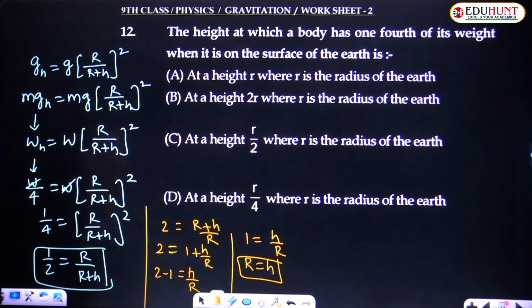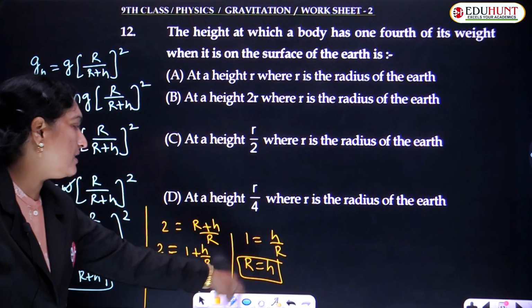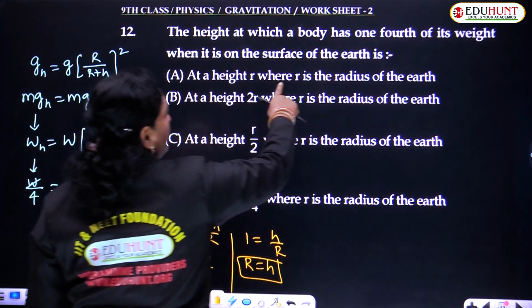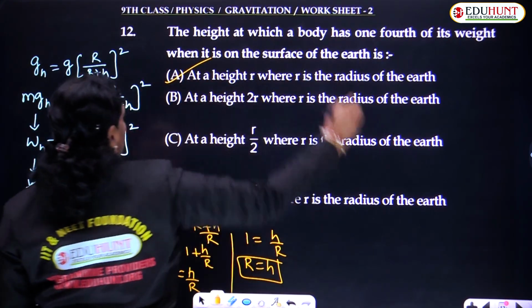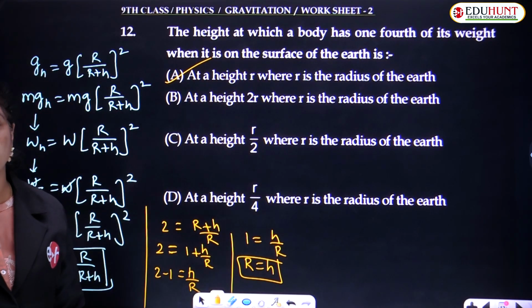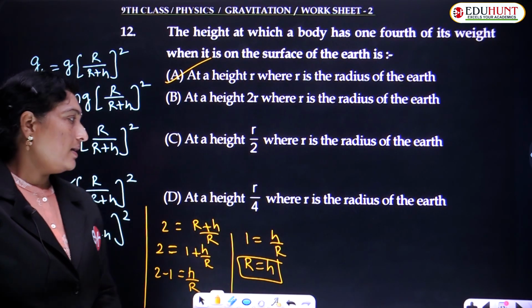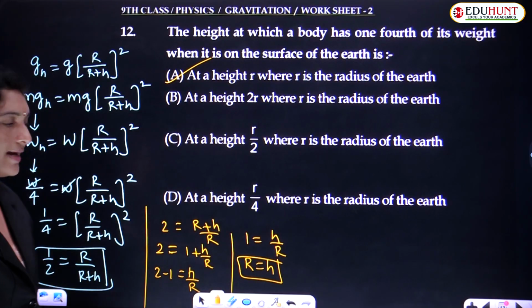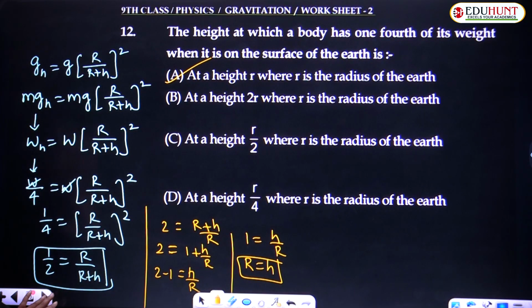So at what height does the weight become 1/4 of it? At a height equal to the radius of the earth. At a height R, where R is the radius of the earth. I consider this as capital R, they consider it as small r. Whatever it is, it is equal to the radius of the earth. The height should be equal to the radius of the earth.